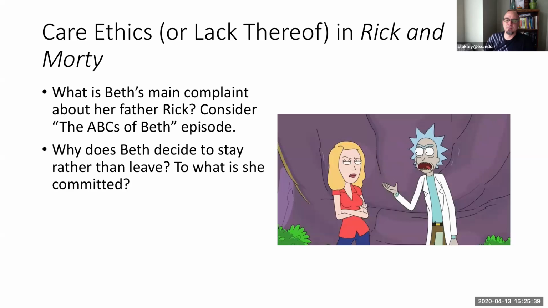So again, think of Rick and Morty here with regard to Beth. And in particular, I have in mind the episode, The ABCs of Beth, which is in season 3. And it's where Beth confronts Rick, her father, about how she doesn't think he was a good parent. He didn't care and nurture her. That's basically her objection.